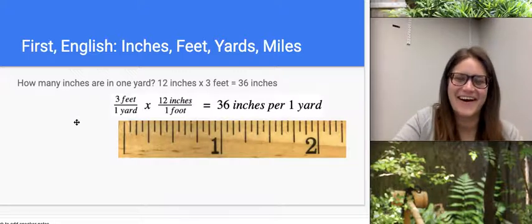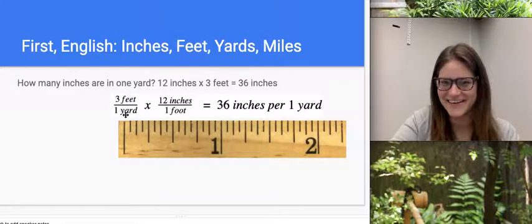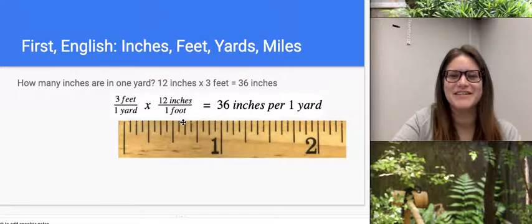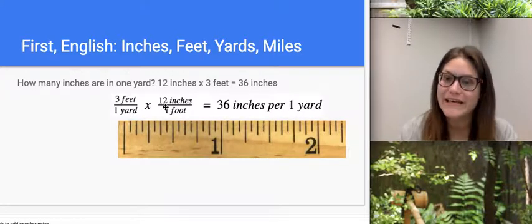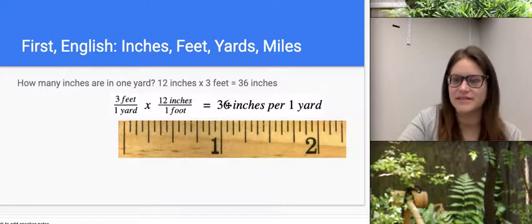So there are 3 feet in 1 yard, 12 inches in 1 foot, so that means 12 plus 12 plus 12, or 12 times 3, would give me 36 inches per 1 yard.